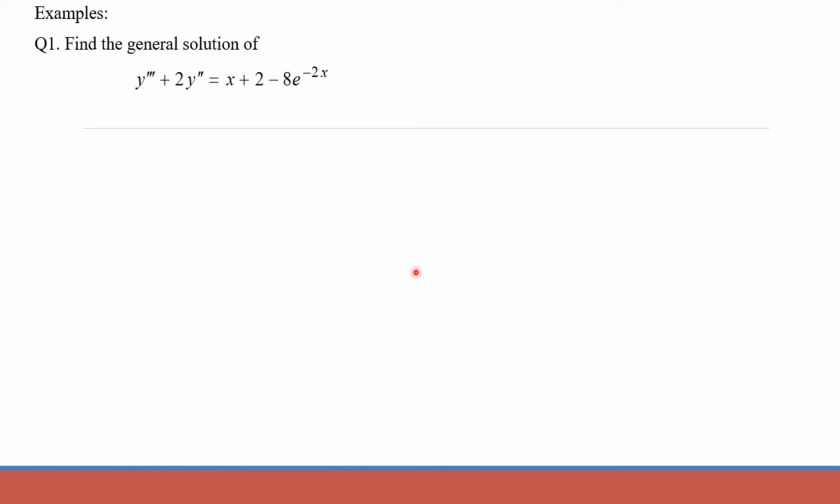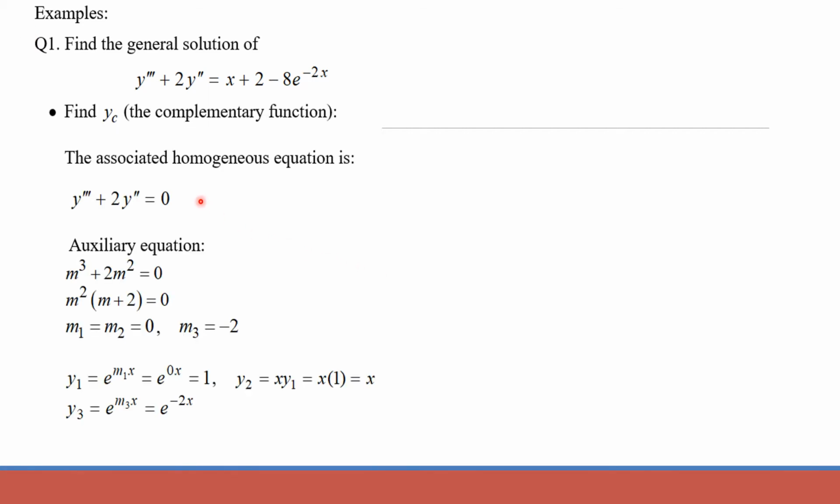Okay, this is an example of a problem. Find the general solution of y triple prime plus 2y double prime equals x plus 2 minus 8e to the minus 2x. Of course, the first part is to find the yc, the complementary function, and finding the yc should not be difficult for you now. You have to start by forming the associated homogeneous equation. In other words, whatever is written on the right side, this is your gx, you must replace it by 0. So the equation now is y triple prime plus 2y double prime equals 0.